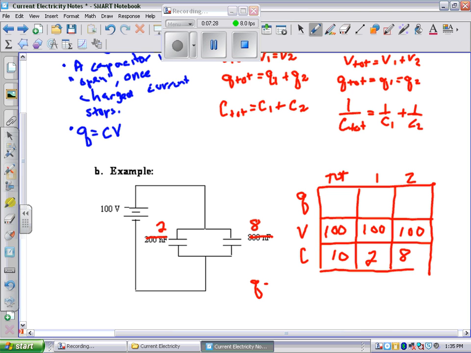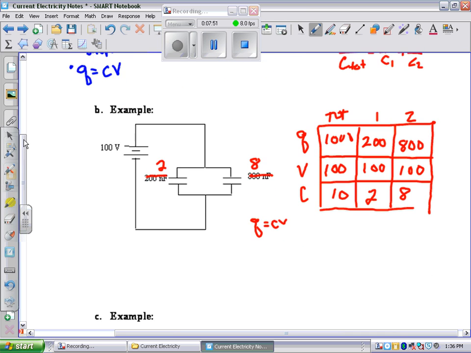Then, if you remember, it's Q equals CV. So I'm going to multiply 10 times 100 and get 1,000. 2 times 100 is 200. And 8 times 100 is 800. And our little check is, up here it tells us that Q total should equal Q1 plus Q2. And it does. 1,000 equals 200 plus 800.